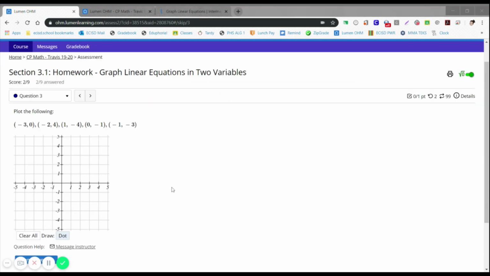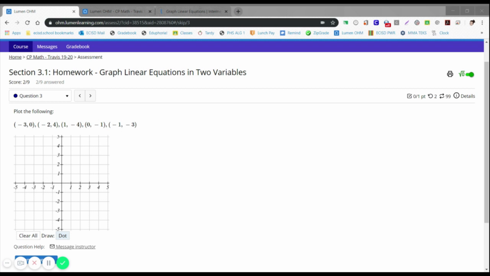Question 3 gives us 5 sets of ordered pairs and wants us to place the points on the graph for each ordered pair. We'll use the dot tool to place them. Remember, the first number is the horizontal x-coordinate, where right is positive and left is negative, and 0 is in the center. The second number is the vertical y-coordinate, where up is positive, down is negative, and 0 is in the middle. Our first coordinate is -3, 0.